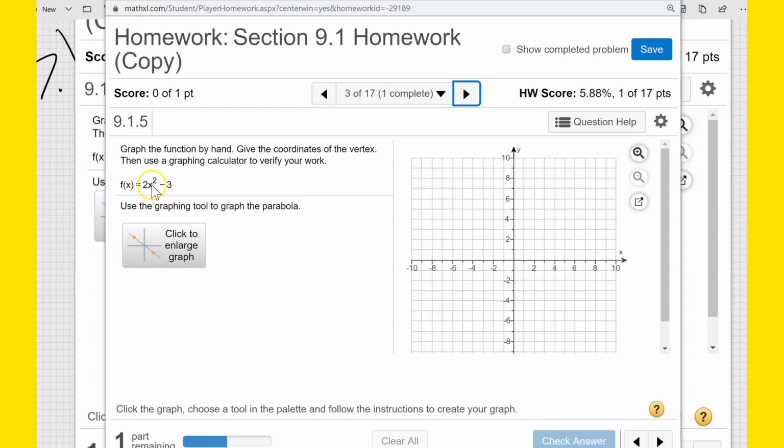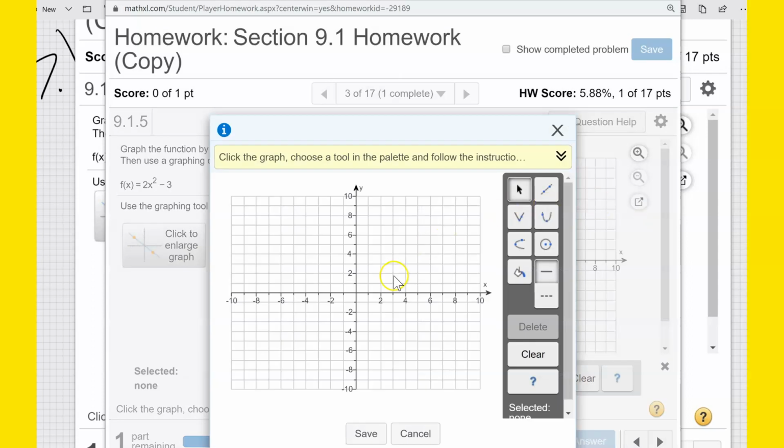2x squared minus 3. What's the vertex? The vertex x-coordinate is 0 because there's nothing added with the x in parentheses. Negative 3 because minus 3 is added or subtracted outside of the squared, outside of the parentheses. So my vertex is 0, negative 3.